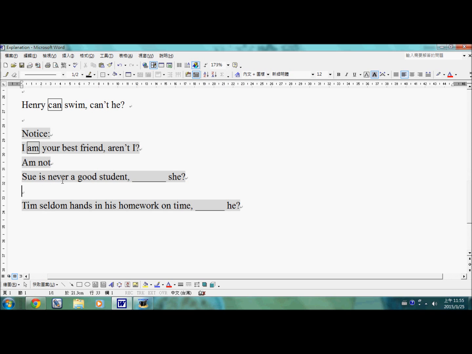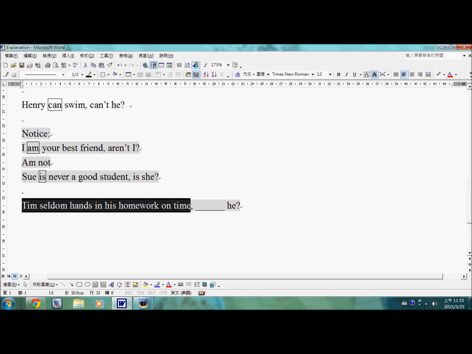Number 2, Sue is never a good student. Is, we know we have to use is here, but never means no. So it's actually a negative statement. We have to use a positive question tag. So is she? It should be is she. So Sue is never a good student, is she? Or is she? When I raise my tone, it means I honestly don't know. So remember, never means no. It's actually a negative statement. Just like this one over here, seldom is also a negative. It also means no. So this is actually a negative statement as well.